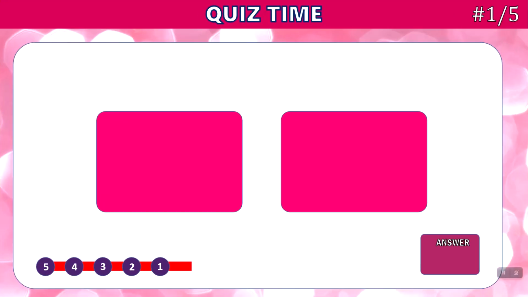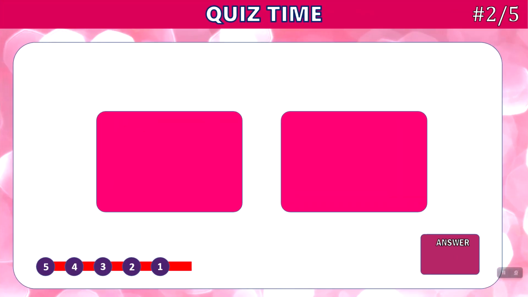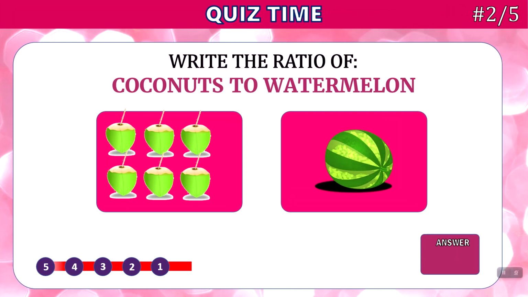And now it's quiz time. Write the ratio of stars to moons. Time's up. Stars, there are 5. Moons, there are 2. So stars to moons is 5 to 2. Number 2. Write the ratio of coconuts to watermelon. Time's up. 6 coconuts and 1 watermelon gives us a ratio of 6 to 1.